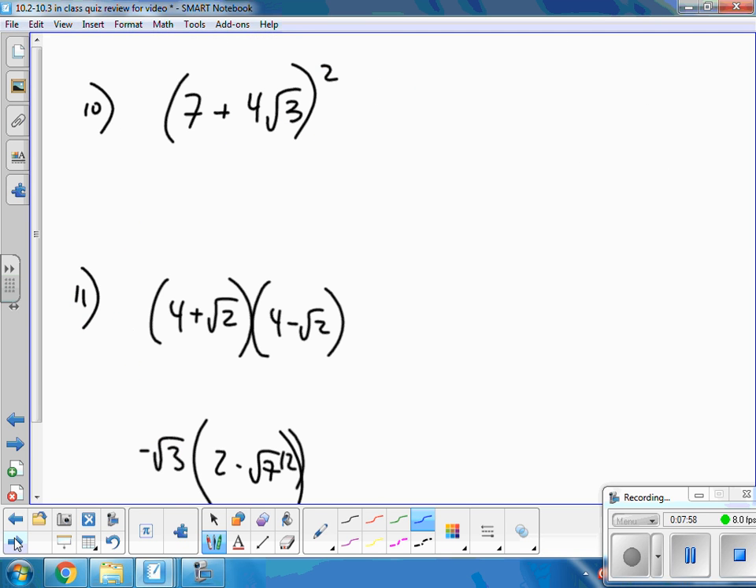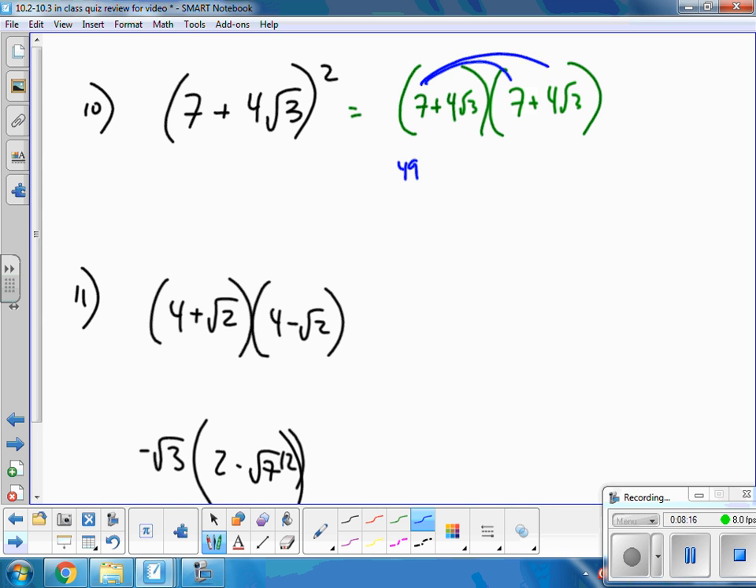All right, let's keep going here. Number 10. Okay, so this guy is actually saying 7 plus 4 square root of 3 times 7 plus 4 square root of 3. That's what this is saying. So now I need to do some foiling. 7 times 7 is 49. And now I can only multiply the coefficients on these guys. That's what this is really saying, so make sure you only do that. That's plus 28 times the square root of 3.